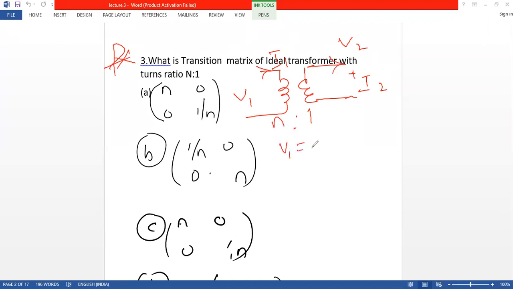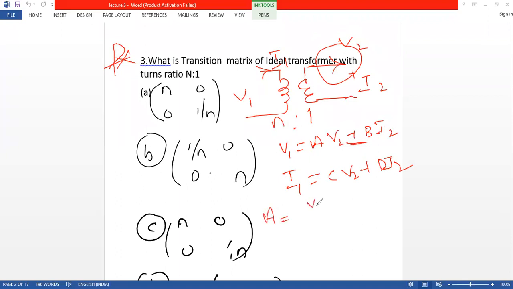You know V1 equals A into V2 plus B into I2. And here I1 equals C into V2 plus D into I2. Okay. Now, for outside you can take as positive, for inside you can take as negative. Now, from here, what is A? A is V1 by V2 at I2 equal to 0. When I2 is 0, V1 by V2, you know, in a transformer.